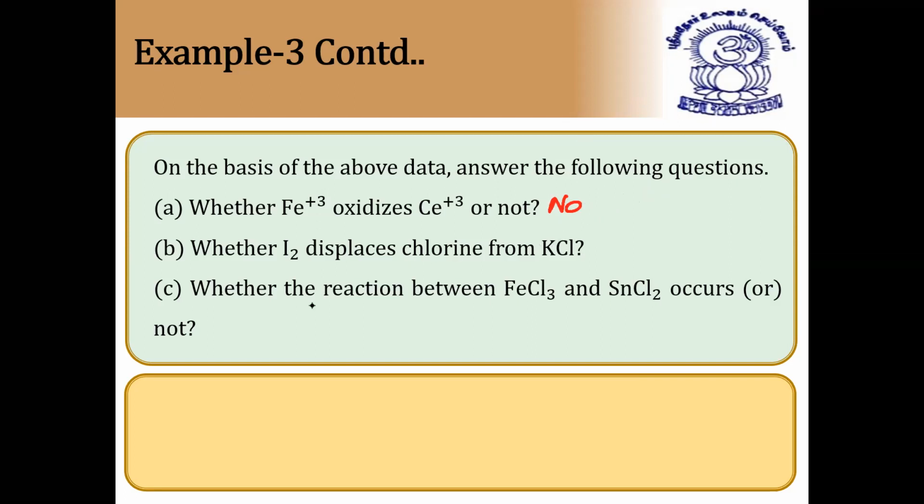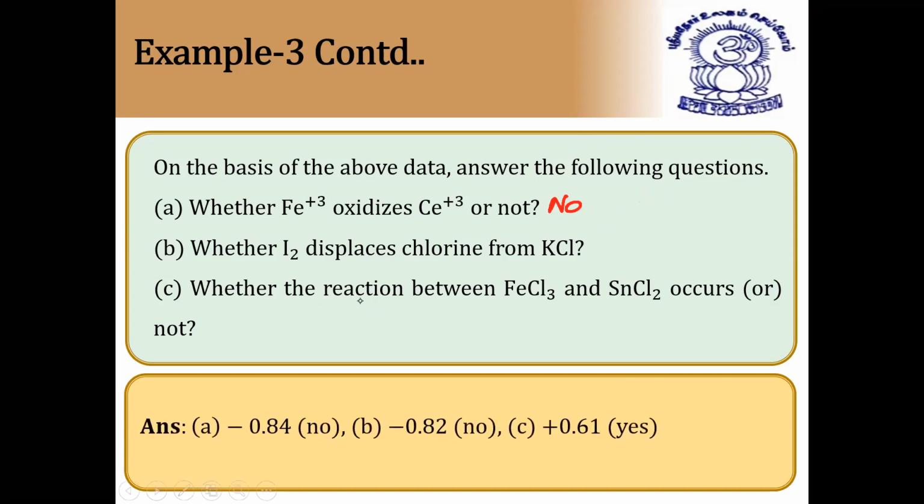So let us compare now. For that it is also minus 0.82, it is also no. And whenever you get positive values of EMF of cell, we will get 0.61, it is yes. So whether the reaction between FeCl and SnCl occurs means yes, it is occurring. So this question is very, very important. On the whole, I'll tell you clearly. They're asking oxidizing and they're asking reduction also, whether iodine displaces chlorine from potassium chloride or not.